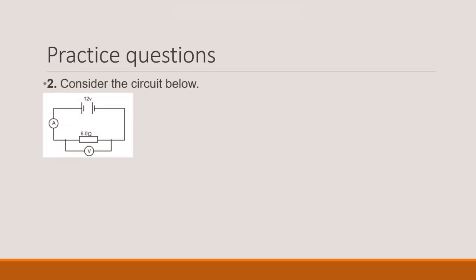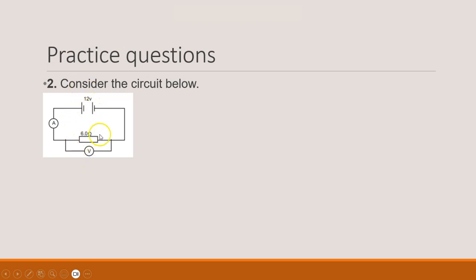Consider the circuit below. Let's take a look at the information we have. We have a 12-volt battery and a 6-ohm resistor. There's a voltmeter across the resistor. What do you think this voltmeter will read? There's one resistor in the circuit, so all 12 volts of the cell will be used up by that resistor.